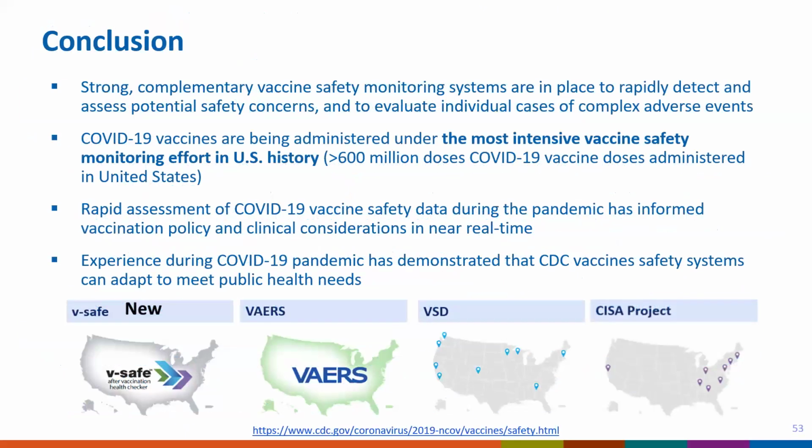So in conclusion, there are some strong complementary vaccine monitoring systems in place to rapidly detect and assess potential safety concerns. COVID vaccines are being administered under the most intensive vaccine safety monitoring effort in U.S. history. Rapid assessment during the pandemic has informed policy and clinical considerations in near real time. And I think that the experience during the COVID-19 pandemic demonstrated that CDC vaccine safety surveillance systems can adapt to meet public health needs.